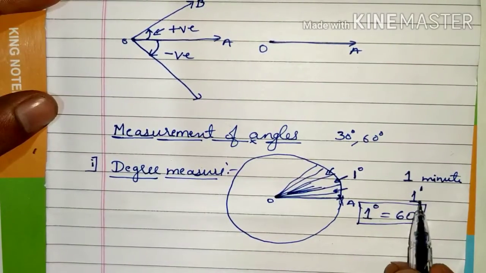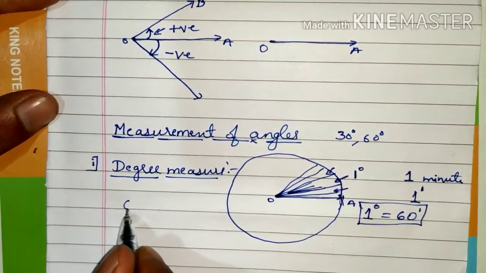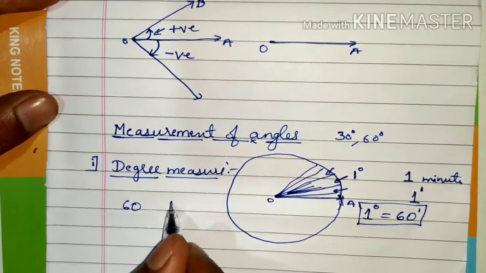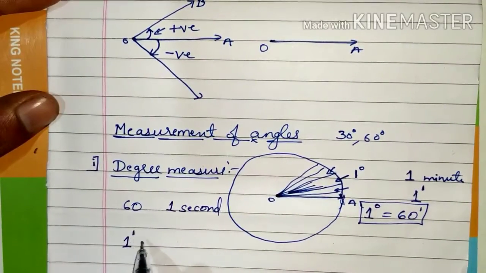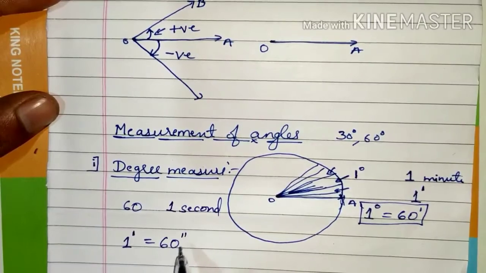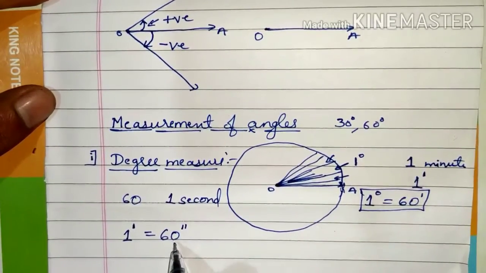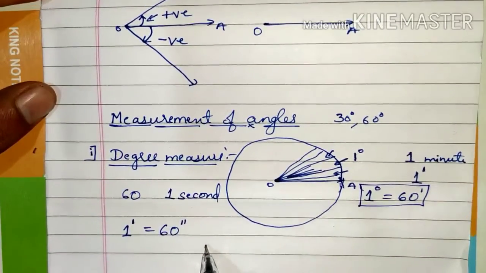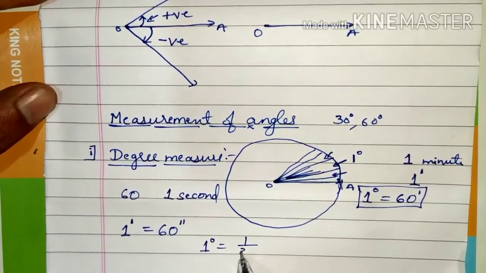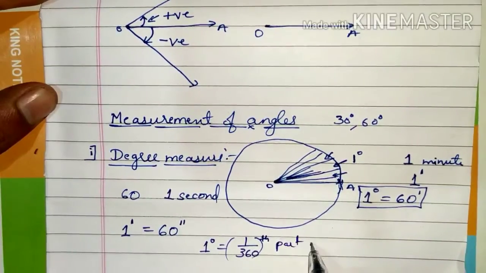But we can divide it. Therefore 1 minute is divided into 60 equal parts, and each part is called 1 second. So therefore 1 minute is equal to 60 seconds. It is denoted like this: double bar. Single bar means minute, double bar means second. So 1 minute is divided into 60 equal parts, and each part is called a second. Therefore 1 degree is nothing but 1/360th part of a rotation.